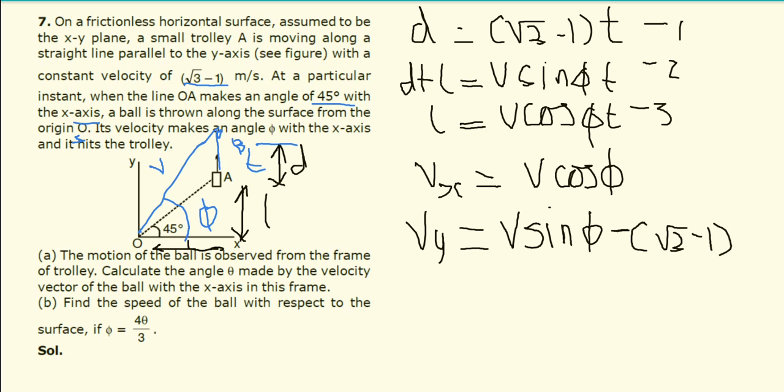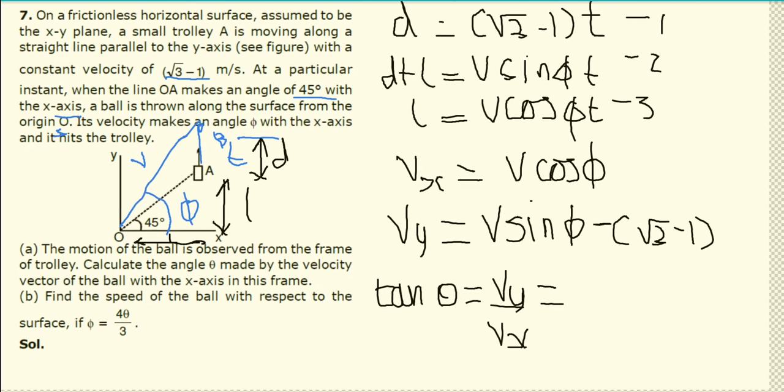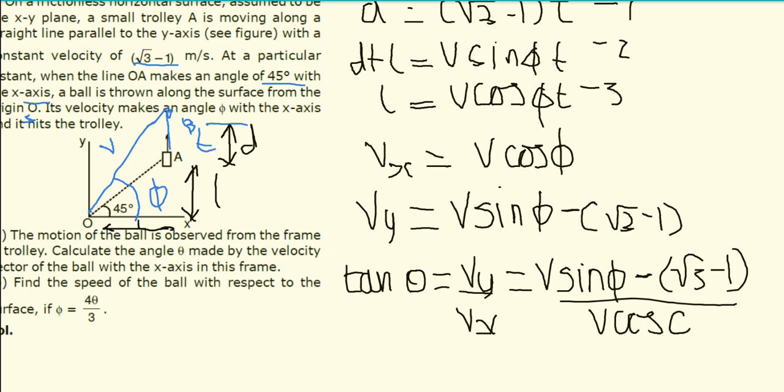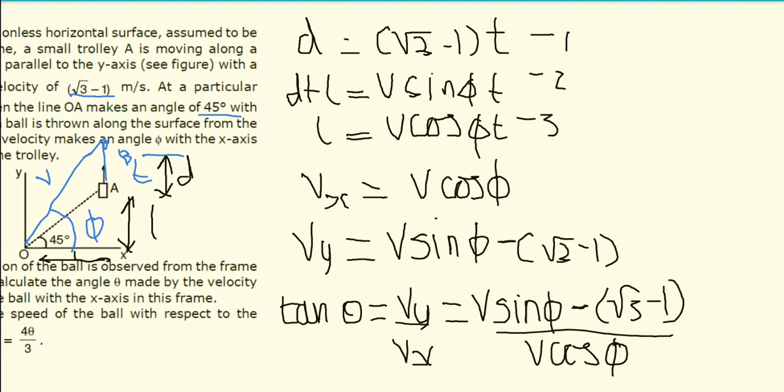Now we have to find the angle. Tan theta will be equal to Vy divided by Vx, which is equal to v sin phi minus (√3 minus 1) divided by Vx. Vx is equal to v cos phi. Now let us substitute the values from the top side, from equations 1, 2 and 3.